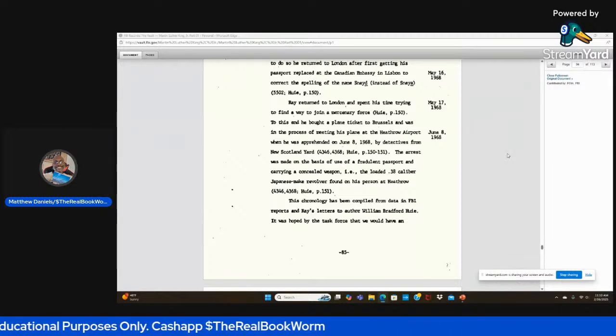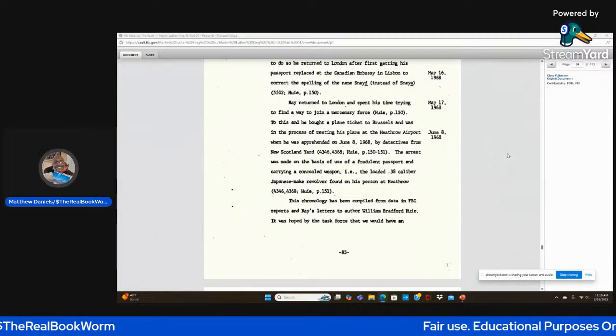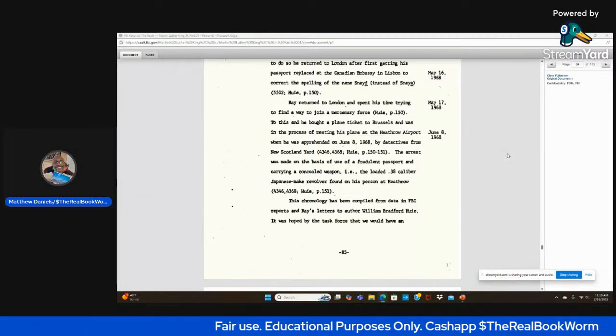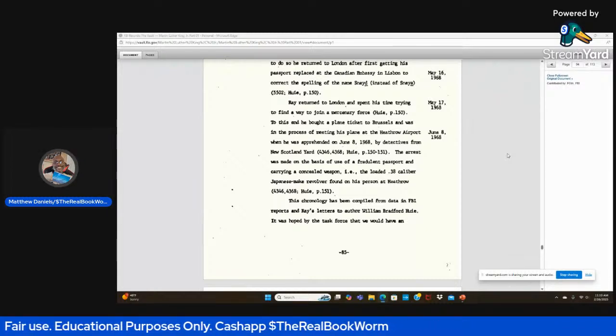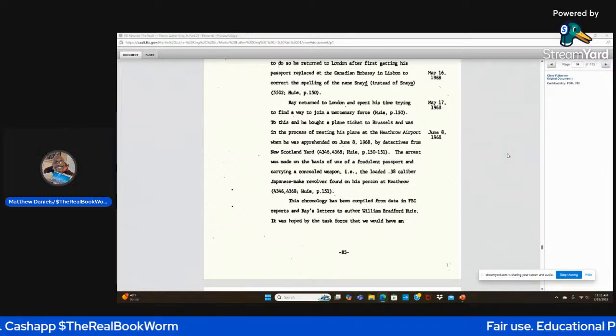But after the King assassination, they let him go to Canada. They let him go to London. He's moving around in London. J. Edgar Hoover say, okay, time to pull the plug. Yeah, let's pick him up. Let's lock him up. Because now, what you have to understand, now the public needs a suspect.